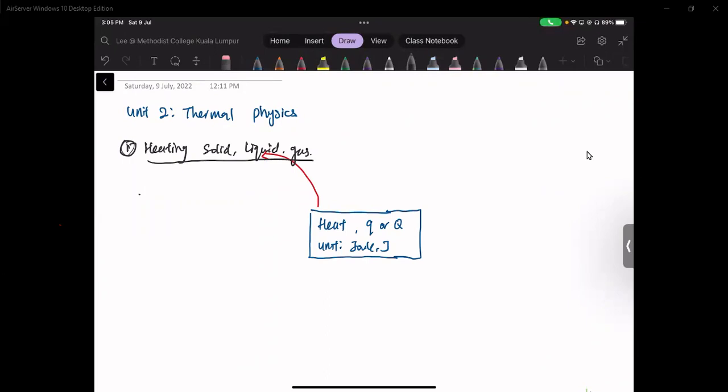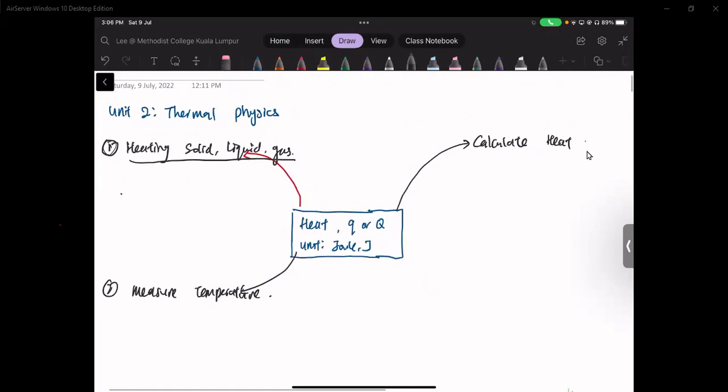Okay. So the second thing we're going to look at is when we heat this solid, liquid, and gas, we need to be able to measure temperature. So how do we measure temperature? So we're going to look at some thermometers. And then after that, we're going to move on to look at how do we calculate heat? Calculate the amount of heat transfer.